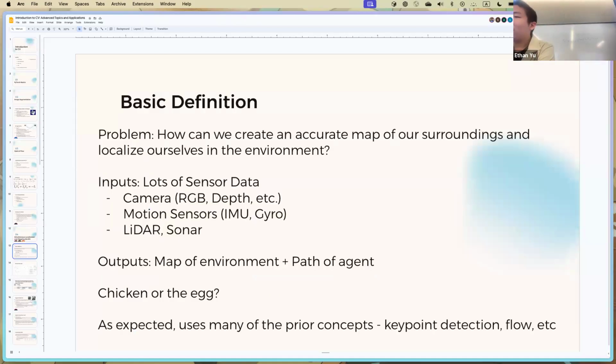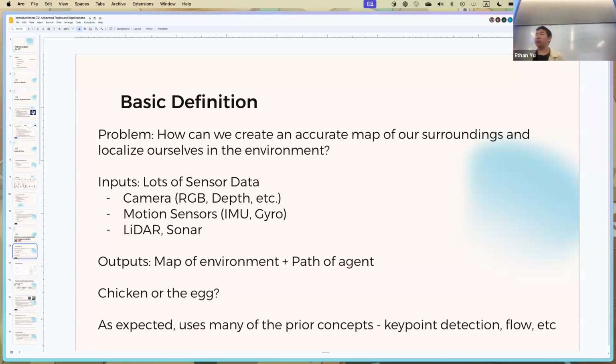Okay. So the basic definition is how can we create an accurate map of our surroundings and localize ourselves in that environment. For SLAM, there are a bunch of different types you can do depending on what sensors you have. You can do it with camera data, with motion sensors, and very commonly, especially in EV cars, basically any EV car other than Tesla, they use LiDAR for their SLAM. But a lot of the stuff we'll be doing is going to be monocular camera. That just means we're going to try and do SLAM with just one camera. It doesn't even have to be a depth camera, mostly just an RGB camera. And we want to output the map of the environment plus the path of the agent in there.